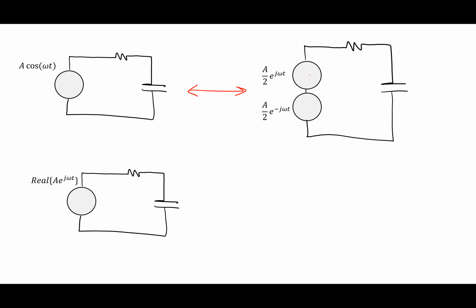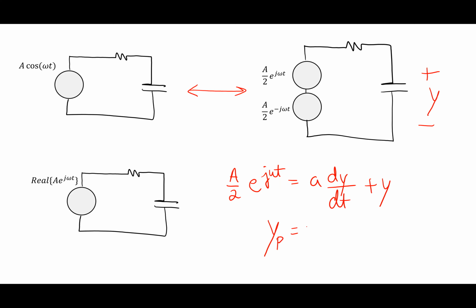How so? Well, if I told you I had A over 2 e to the j omega t equal to A times dy by dt plus y, where the voltage on that capacitor is my y, what would you guess as the steady state solution for this? What would be my steady state guess?